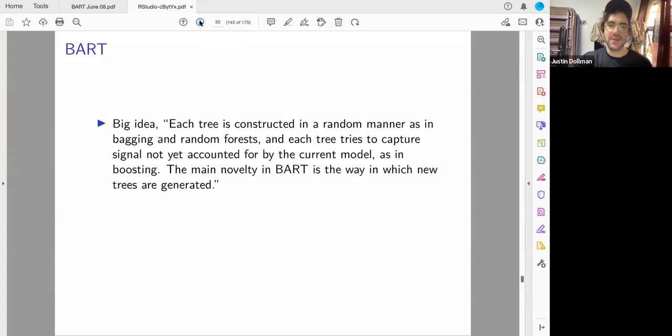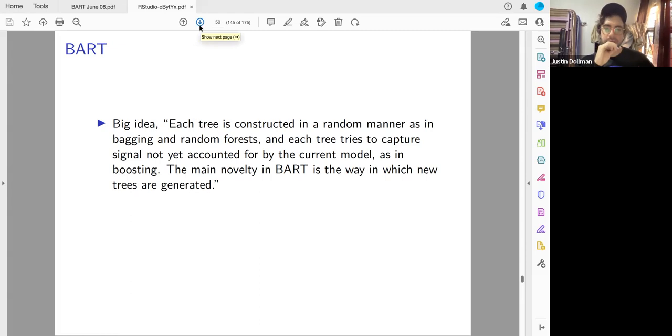So, again, I'm just going to quote them. What's the commonality with what we've had before is that there's some amount of randomness, as in bagging and random forests. Remember, randomness was a key idea in both of those. But then, conceptually at least, it tries to capture signal not yet accounted for by the current model, as in boosting. So we have the conceptual ideas to understand BART. And then the main novelty, they write, is the way in which the trees are generated.